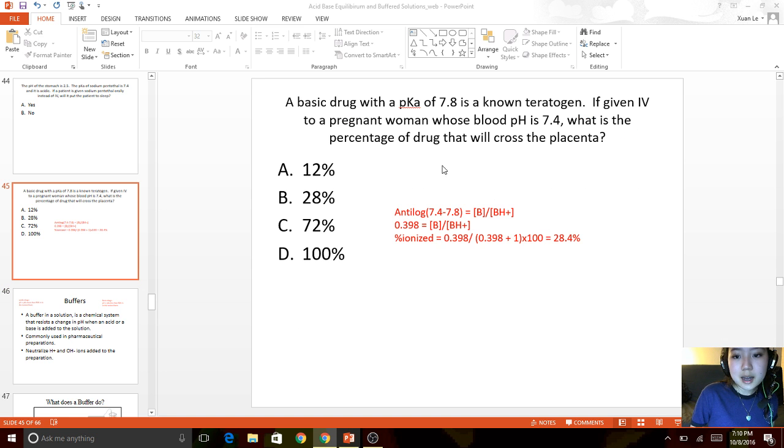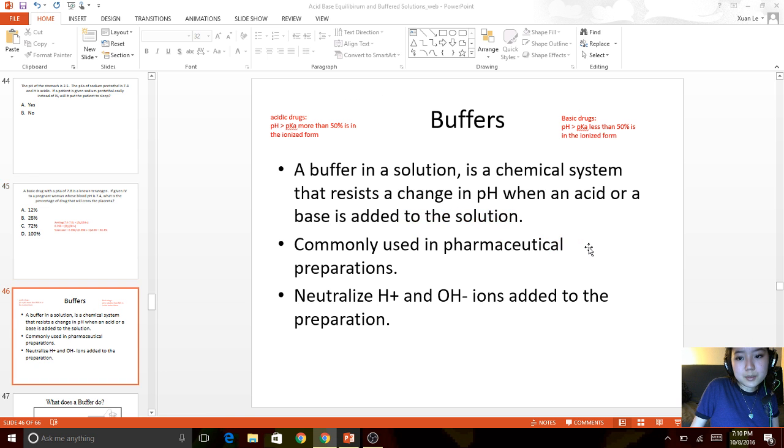And we can check our work by going back to that clicker question. So do you see how the pH was lower than the pKa, and so the percent ionized is going to be lower than 50%.